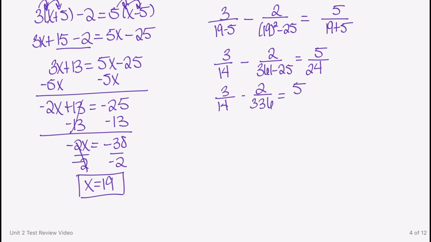And that equals 5 over 24. And you can do this on your calculator, 3 over 14 minus 2 over 336. And when you do that, you get that 5 over 24 does equal 5 over 24. So this solution is valid and it does check out. So x equals 19 is the solution to our problem.